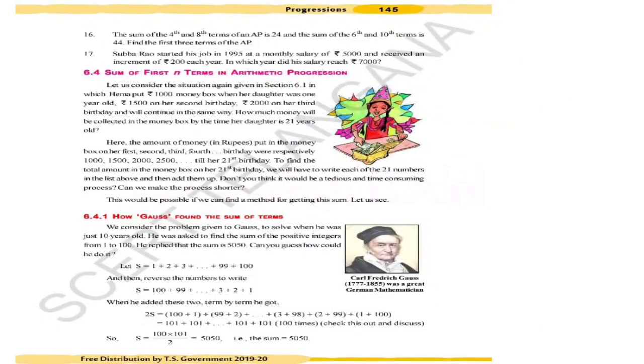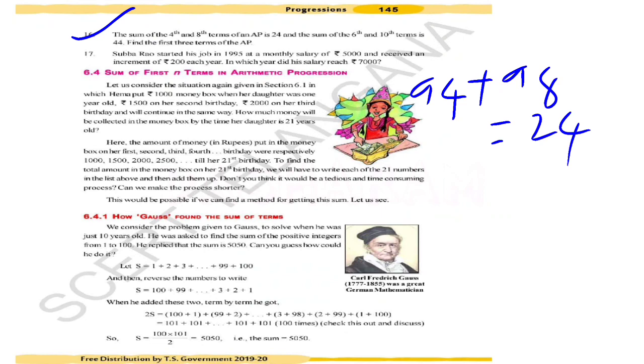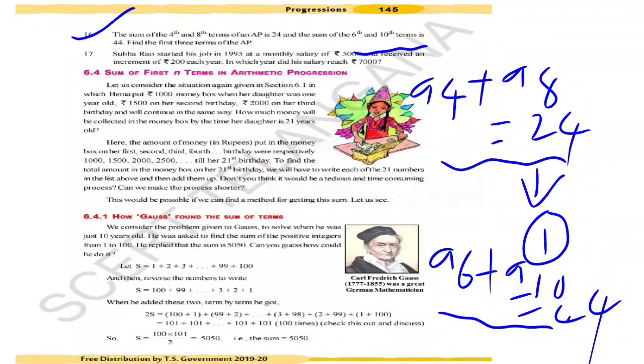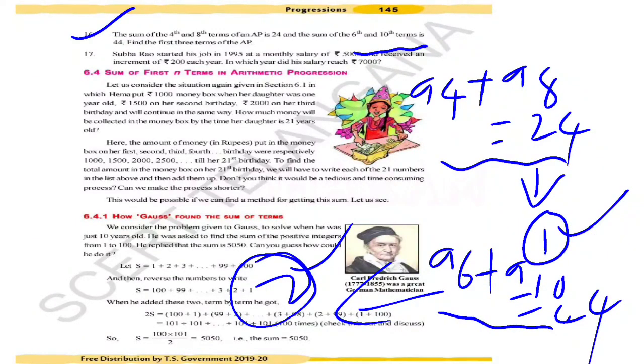Next, the 16th question. The sum of the 4th and 8th terms of the AP is 24. If you simplify this, you will get one equation. Next, the sum of the 6th and 10th terms is 44. Here also you will get one equation. Solve the first and second equations by using the elimination method. Then you will get the a and d answers. Using these a and d answers, you can write the first three terms of the AP.